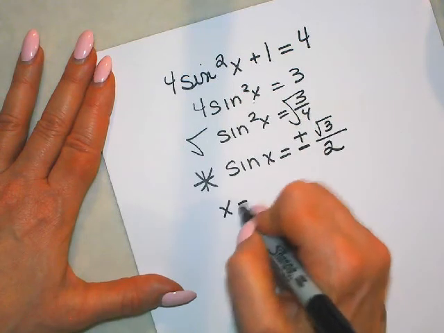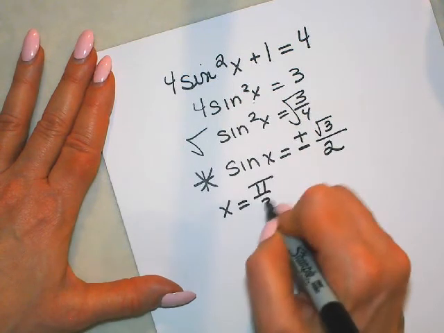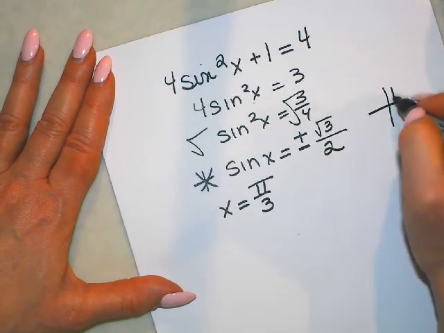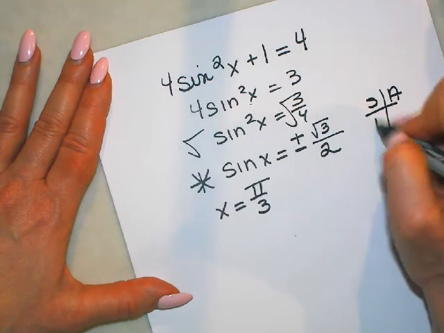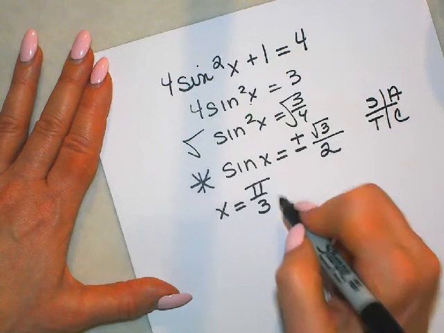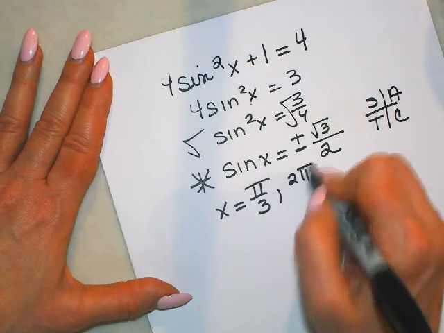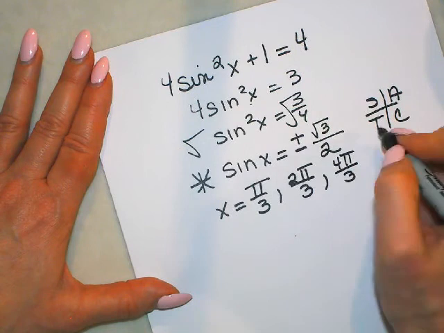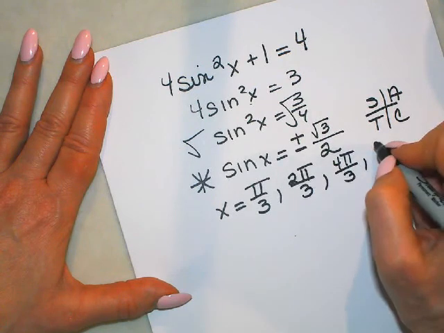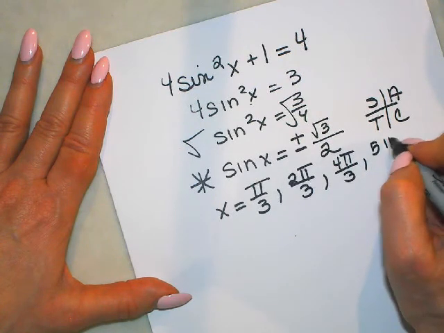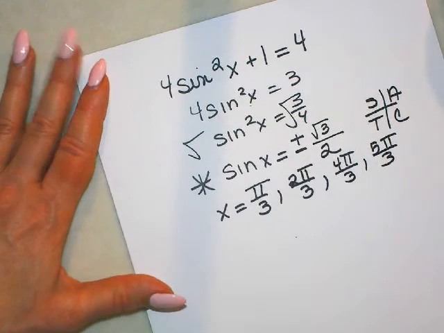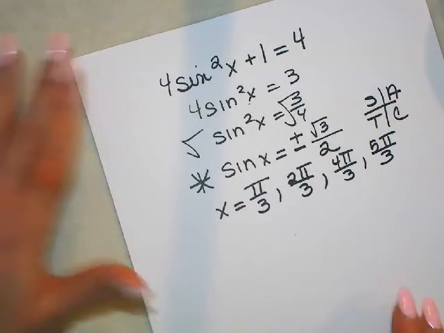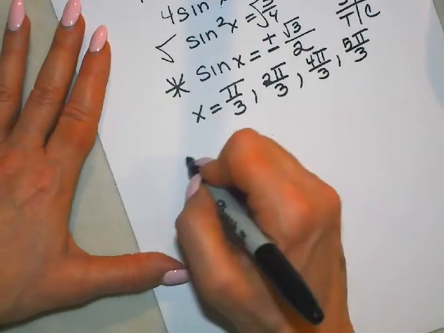So now I need to know who has a sine of radical 3 over 2. And I know that that's going to be pi over 3. So if it's pi over 3, remember, I'm in every quadrant. So it's pi over 3 in quadrant 1. It's 2 pi over 3 in quadrant 2. It is 4 pi over 3 in quadrant 3. And it is 5 pi over 3 in quadrant 4. So this one has 4 answers.